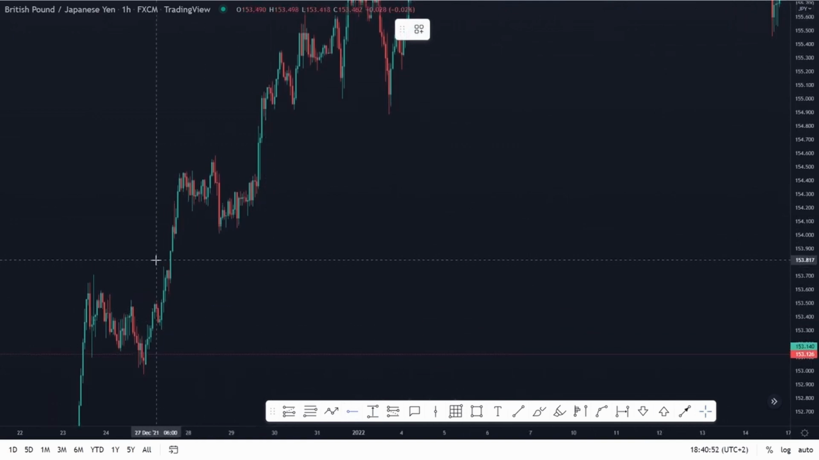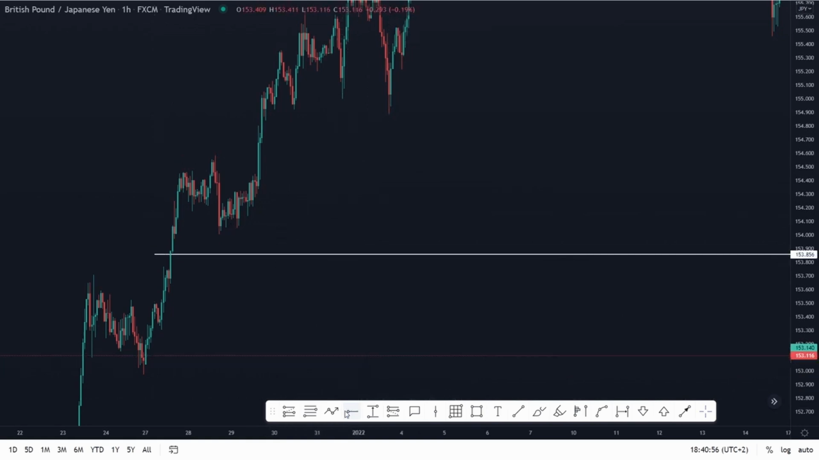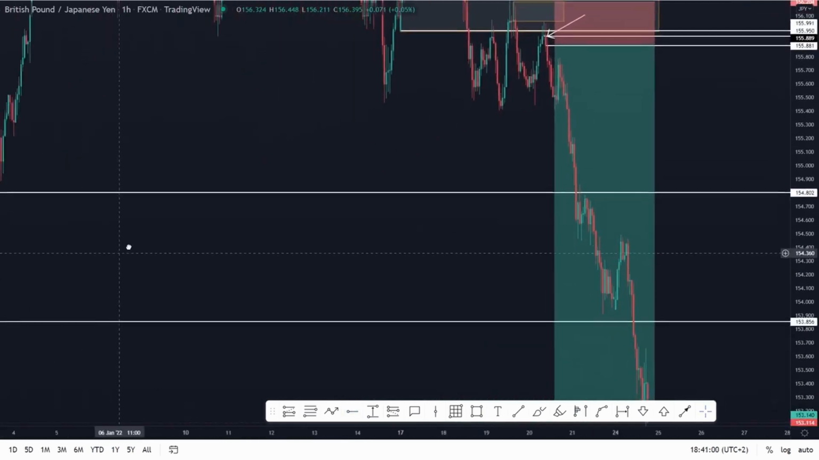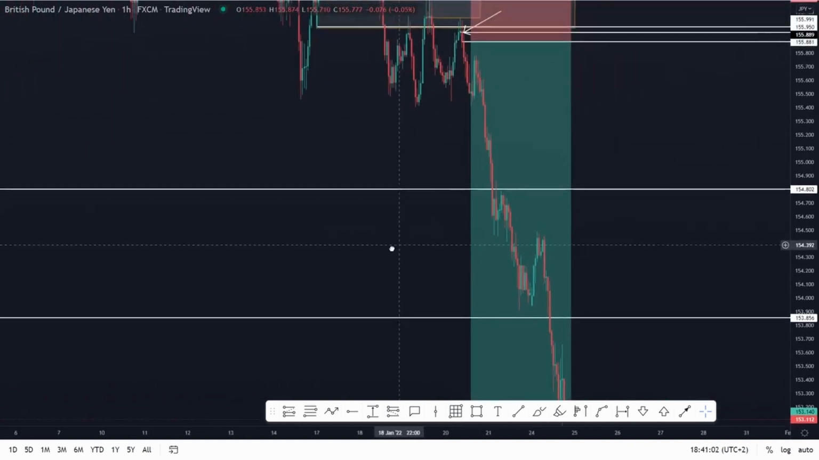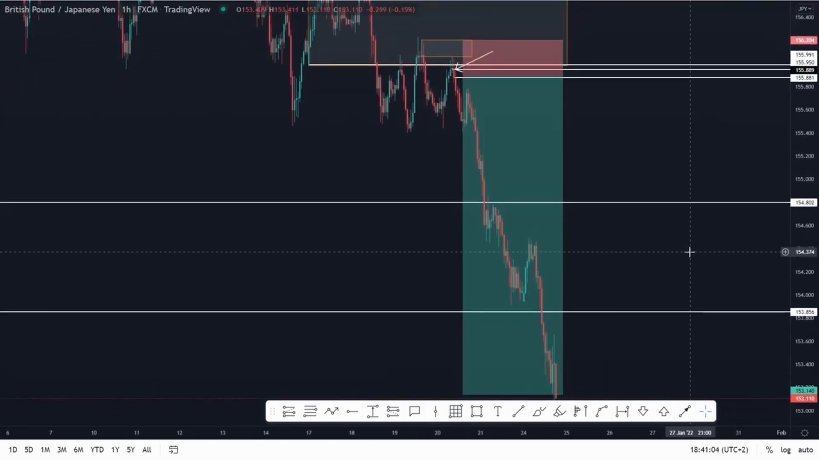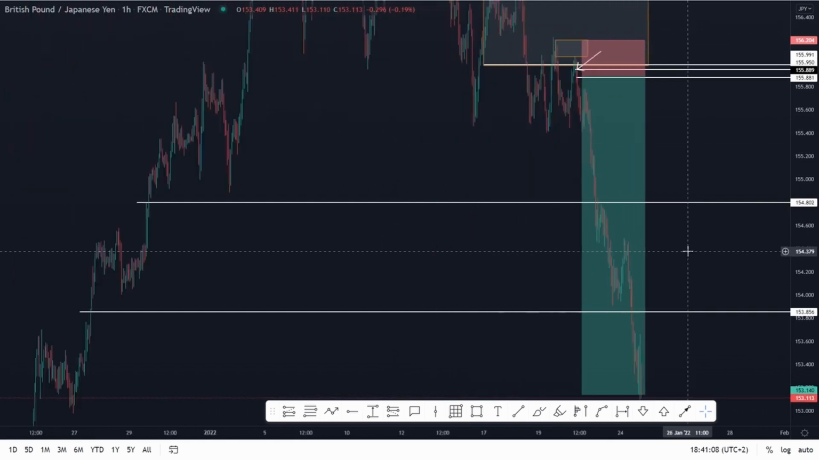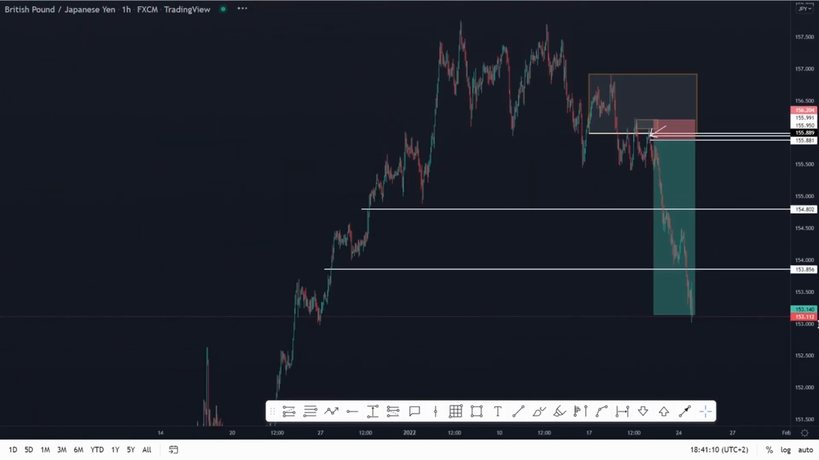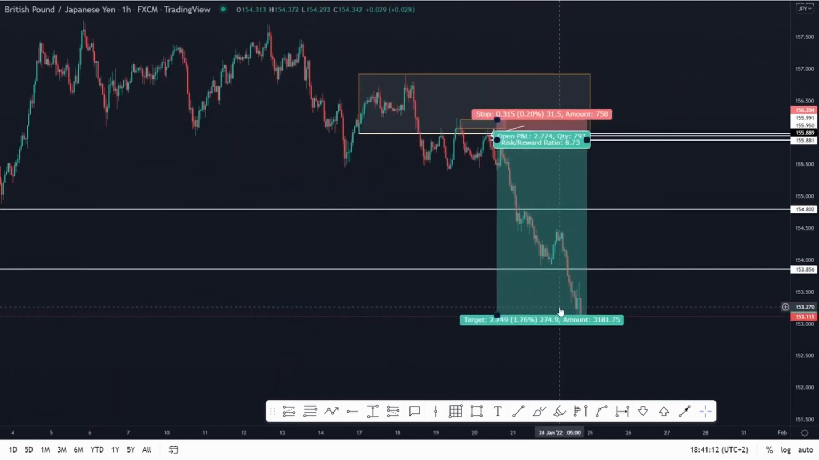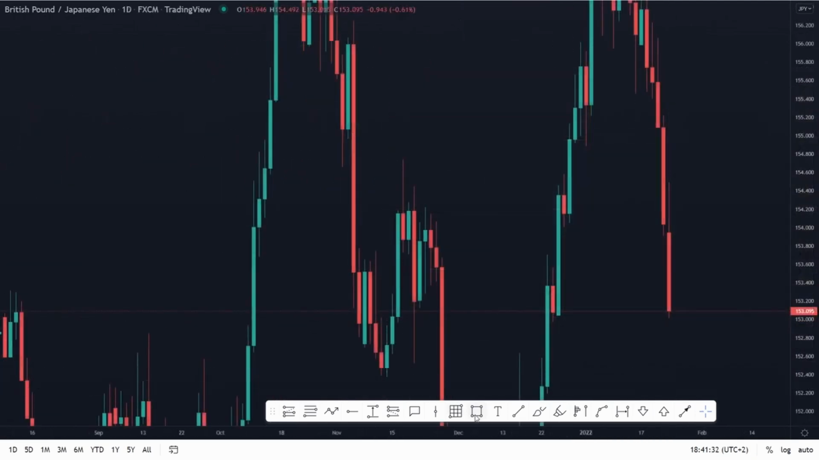Do we have them? We have them here. This one here is already closed. We have another one here. So you can see you can target a lot of things over here throughout the week. So this is how you can trade easily throughout the market.